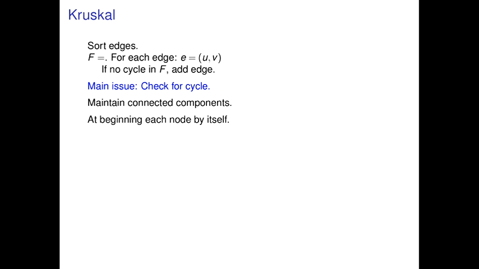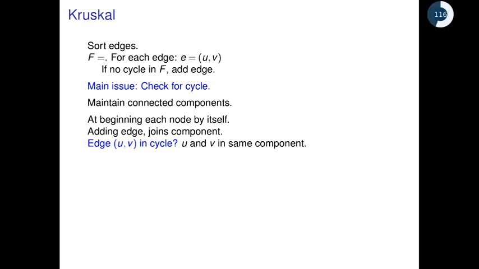Everybody's in a separate connected component. We saw that in the very first figure and several times. Adding an edge joins two components. So now you want to check whether UV is in a cycle. What you're asking is whether U and V are in the same connected component.